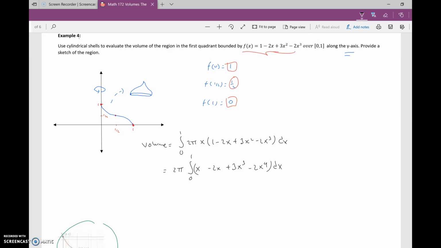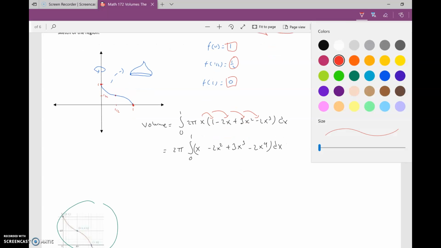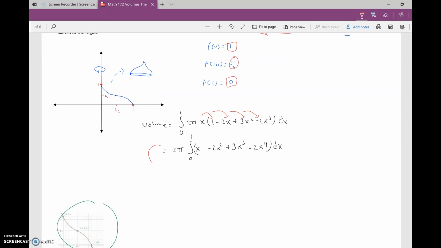Wait, this is to the second. So this is supposed to be to the second, because when we distribute, let me double check before we integrate. Okay, so x minus 2x to the second plus 3x to the third minus 2x to the fourth. Okay, I almost made a mistake that was going to make a bigger mess. Okay, so this is it.